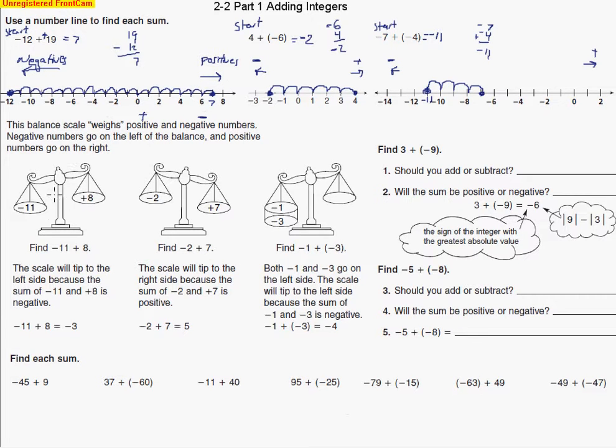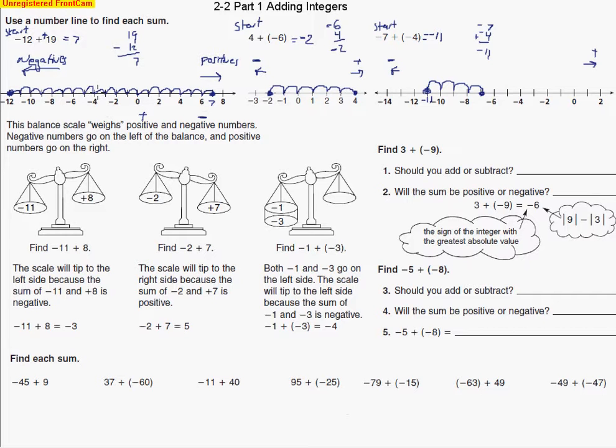Well, look at this one. Find -11 plus 8. Notice that the scale is tipped towards the -11. The -11 didn't quite balance out the positive 8 because there's more negatives. There's a bunch of little negative signs here and only 8 positive signs. And so that's why the scale is tipped to the left, because there's more negatives. And notice what we do to come up with that answer.